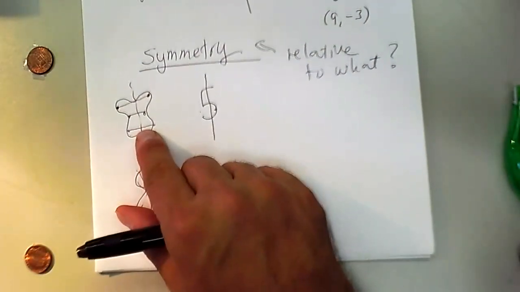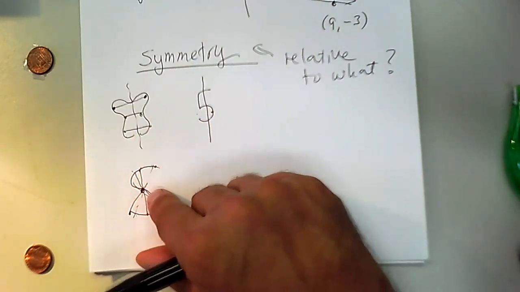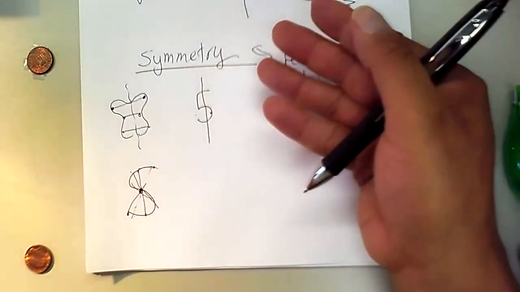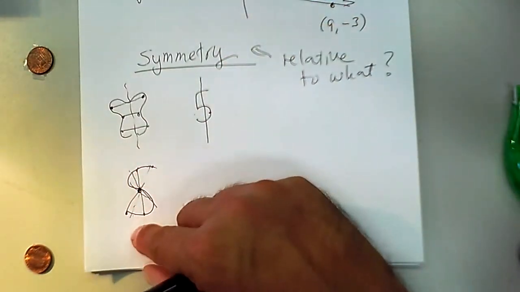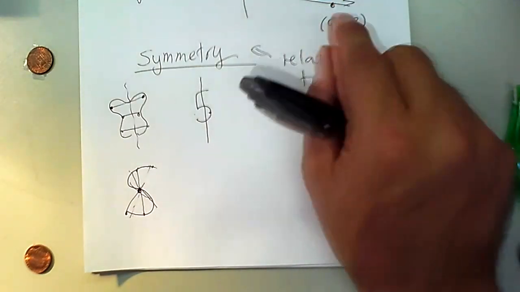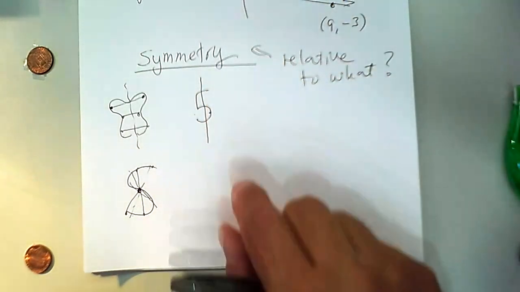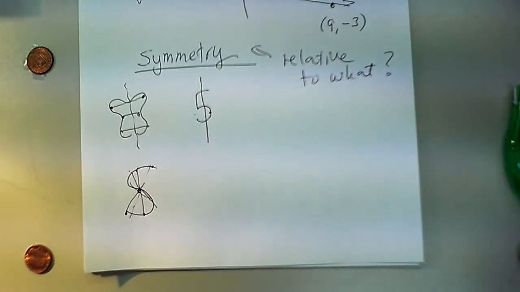So we can have symmetry with respect to a line or symmetry with respect to a point. So is an S symmetric? Depends. With respect to a line? No. With respect to a point? Yes. So just be aware there are different kinds of symmetry, and we have to keep an eye on that.